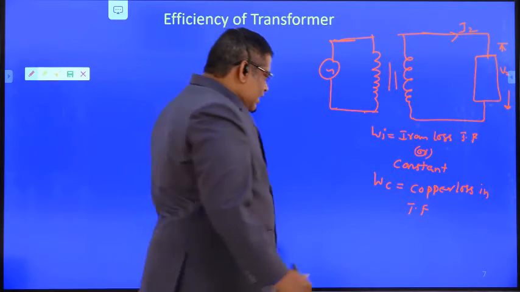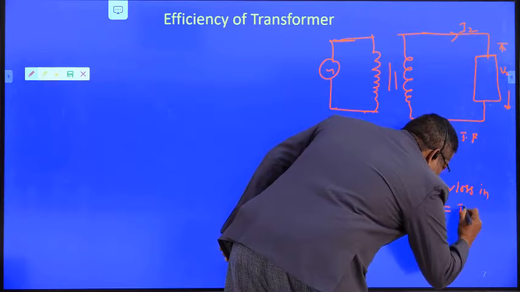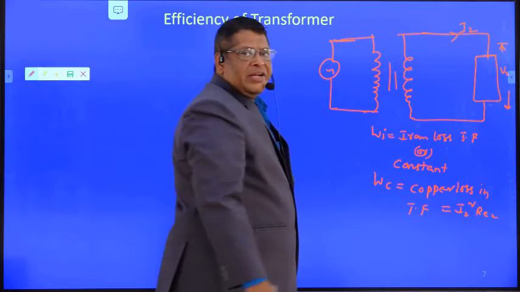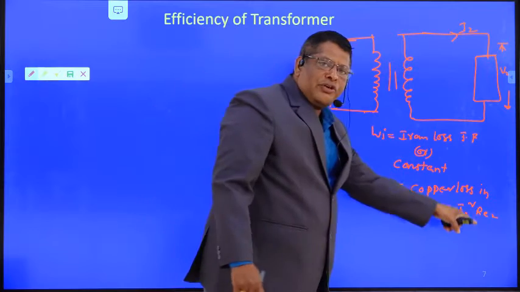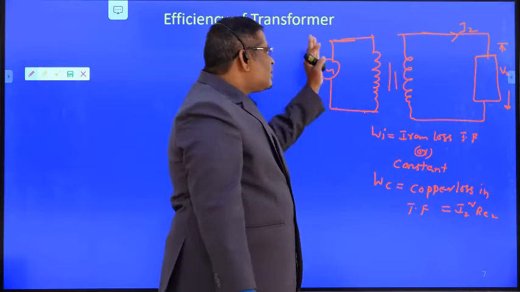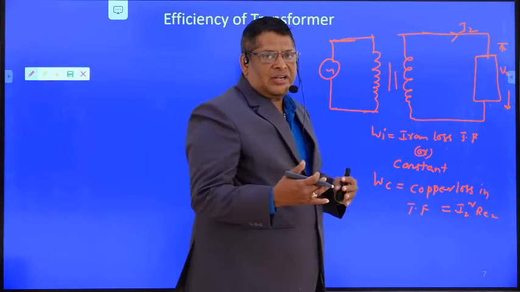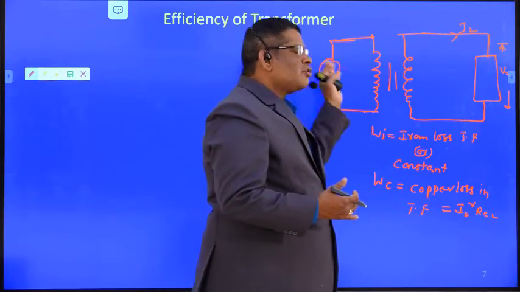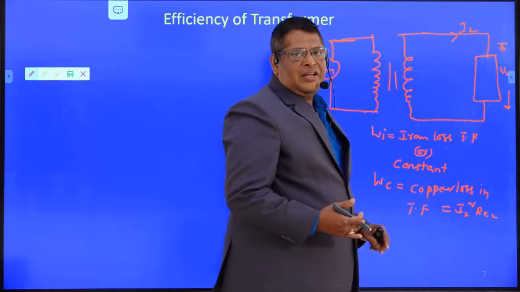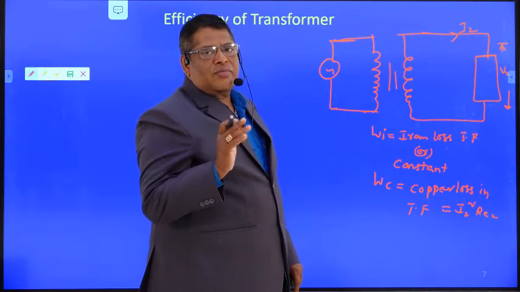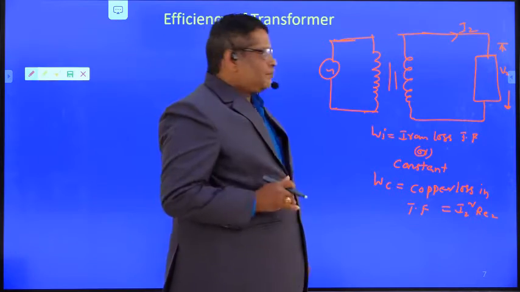Now this we can write as I2 square Re2. What is I2? The secondary current. Re2 is nothing but the equivalent resistance of the total transformer with regard to the secondary. We are assuming that the primary winding parameters also will be transferred to the secondary. So Re2 is the equivalent resistance of a transformer with regard to the secondary.